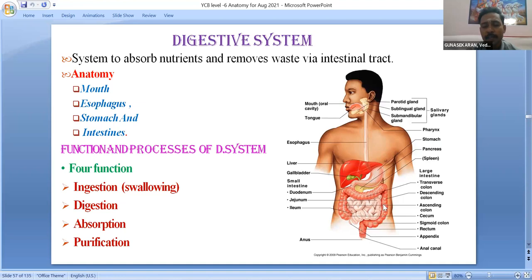Many gates are there in between the mouth and anus. We will study them later in the upcoming slides. Now, the major parts: what parts are involved in digestion? Mouth, pharynx, salivary glands, esophagus, stomach, duodenum, jejunum, ileum, cecum, then ascending colon, transverse colon, descending colon, sigmoid colon, rectum, anal canal, anus. Some other parts are also involved: the liver and gallbladder, important organs in this digestive system.